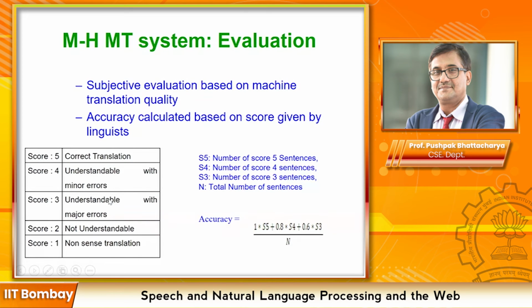Now that we have been working with machine translation for several years, we have seen all kinds of output from the machine, from extremely nice, correct translation to completely nonsense translation also. And the accuracy measure typically rewards a score of 5 very heavily. So 1 times S5, plus 0.8 times S4, plus 0.6 times S3, and give no credit for sentences at the level of not understandable and completely nonsense, and divide by the total number of sentences. Then you get some kind of accuracy score.